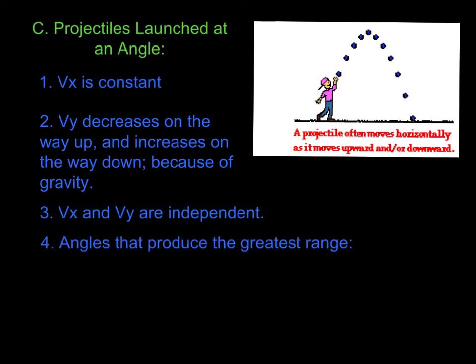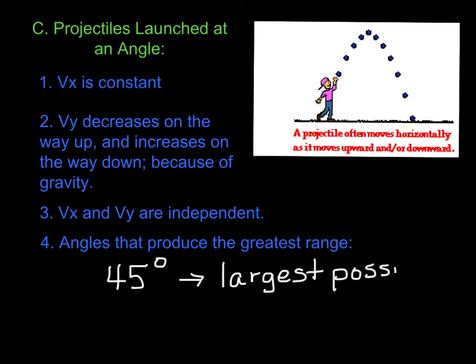There is one more thing that we'll add to our list, and that is a note about which angles produce the greatest range. Remember that range is the distance in the horizontal direction. So which angles of launch would produce the farthest distance away? You might be able to guess that the angle that produces the furthest range is 45 degrees. This will give you the largest possible horizontal distance.